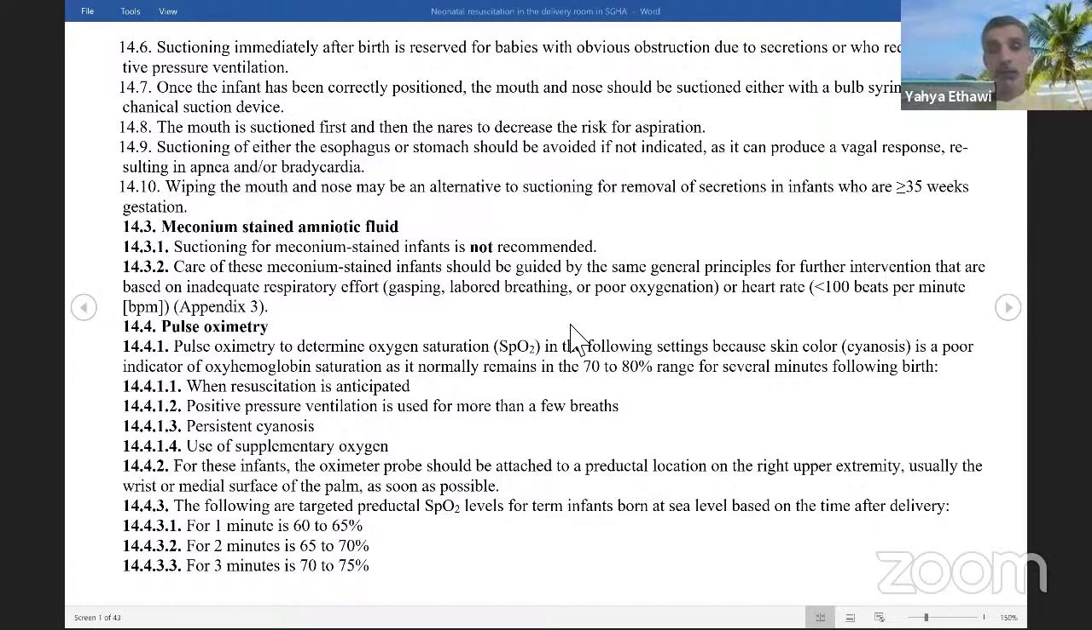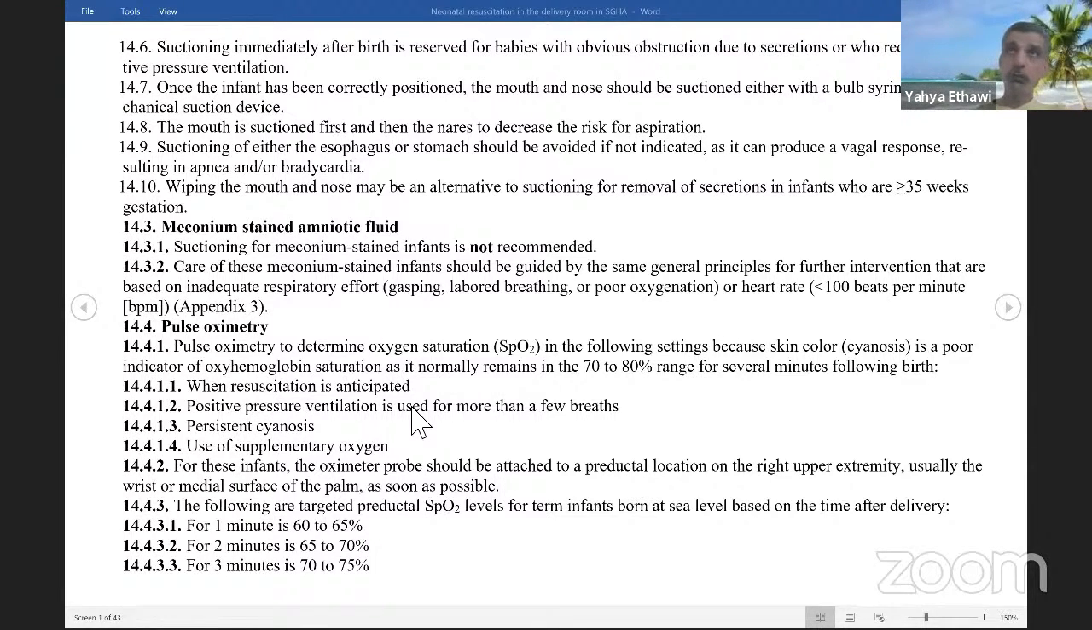And remember to look at the target. The baby does not need to achieve more than 91% if he's premature, or 94% if he's a term, within a few minutes. So look at the target. Always prepare the pulse oximetry when resuscitation is anticipated. How do we anticipate resuscitation? By looking at the risk factors that we talked about at the beginning of the protocol.